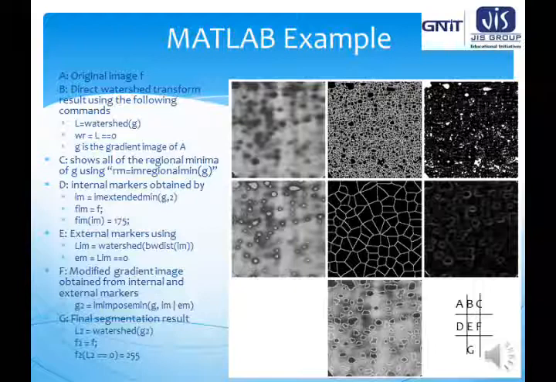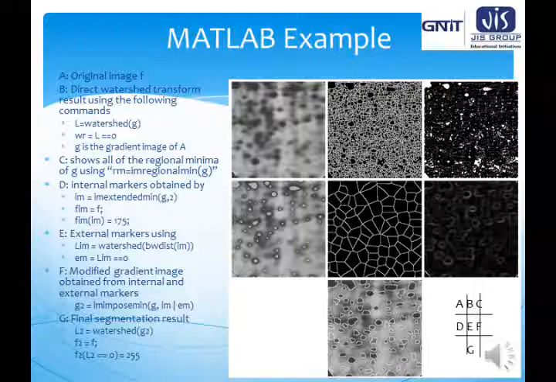L equals watershed of G, Wr equals L equals 0. G is the gradient of the image A. The C image, that means the third image, shows all the regional minima of G using Rm equals imregionalmin of G. The D image, that means the fourth image, is the internal markers obtained by the corresponding functions: Im equals imextendedmin G2, Fim equals Fim of Im equals 175. The value has been given here.